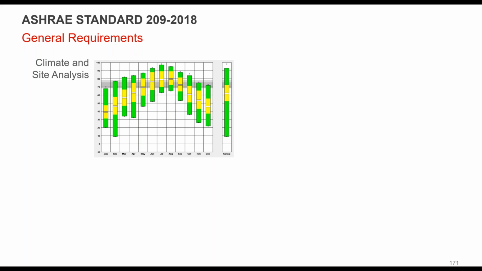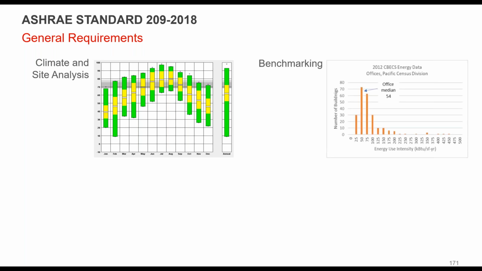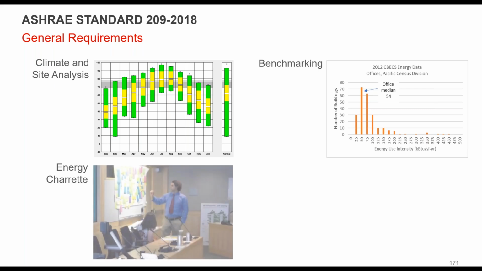So climate and site analysis is pretty straightforward. This is another view from the climate tool, Climate Consultant, and it lets you take a look at some of that benchmarking. You can get, from US public data, the median energy use intensity for a particular building type, in this case offices in the Pacific Northwest, or the Pacific Census Division.